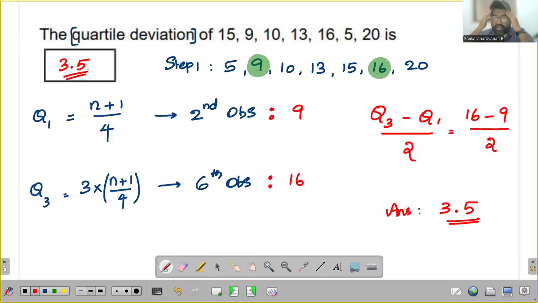In the same way, you go for the third quartile. That will be the sixth observation. You have already arranged the observations in the ascending order. Go for that sixth one. The sixth one is 16. Then you find out Q3 minus Q1 upon 2. 16 minus 9 upon 2. 16 minus 9 is 7. 7 by 2, when you do, 3.5 you will get. And that is the quartile deviation here.